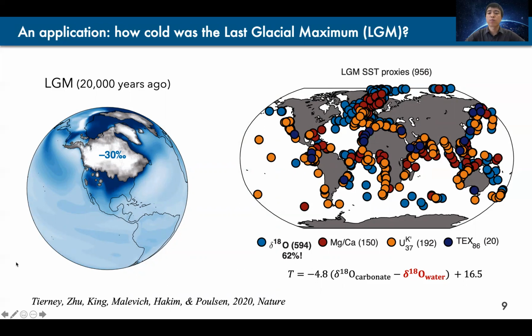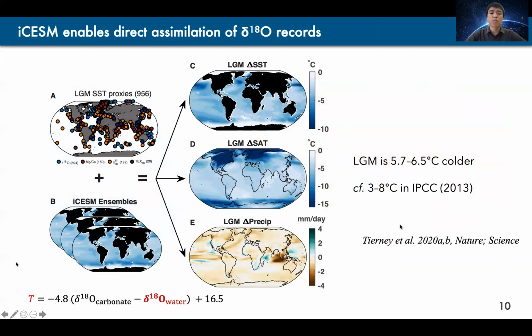the present day value. The figure on the right shows the LGM sea surface temperature proxy. You see that now we have close to 1,000 records. More than 60 of them are delta 18O records. So this tells you how important water isotope is in paleoclimatology. Those are delta 18O in calcium shells, so the delta 18O carbonate. In order to translate that to temperature, you need information about the delta 18O of seawater. This is largely unknown. That's where iCESM comes to the rescue.